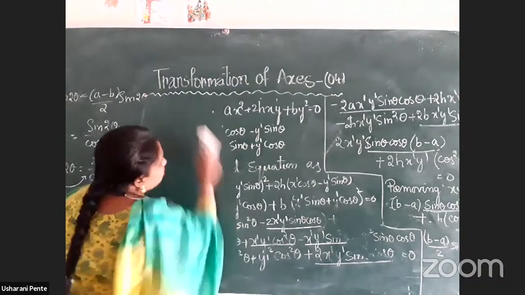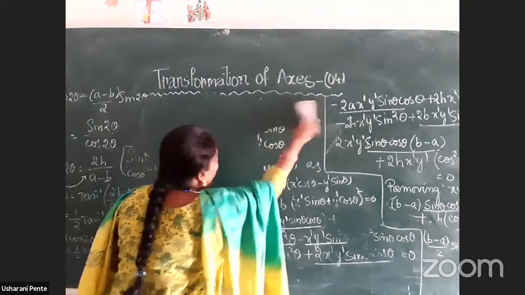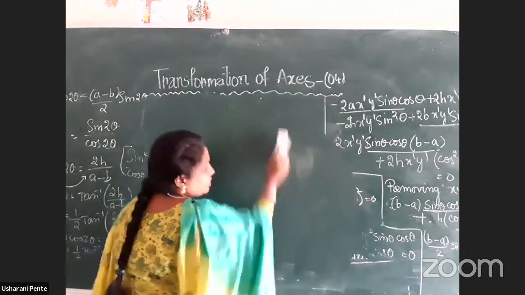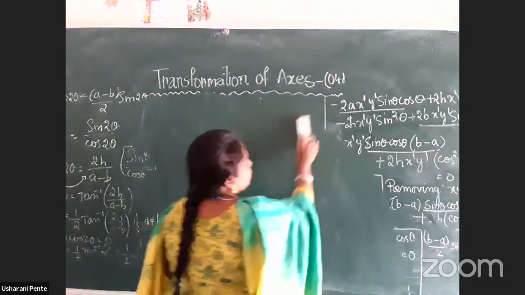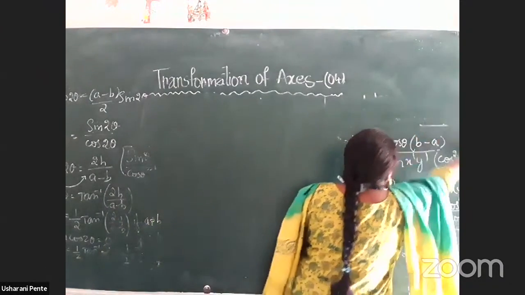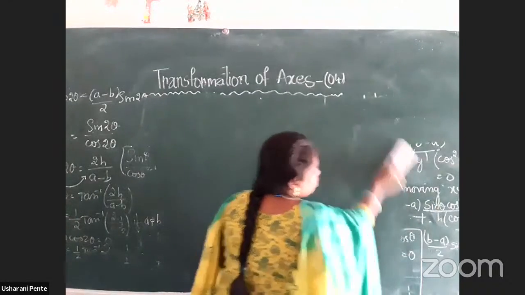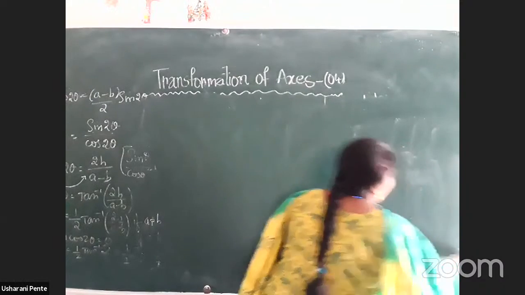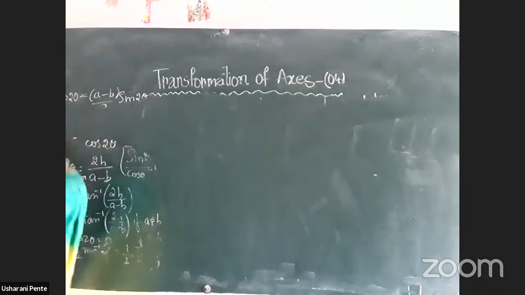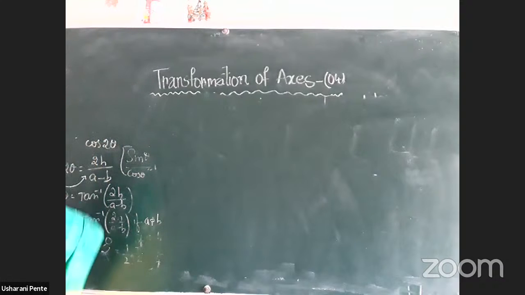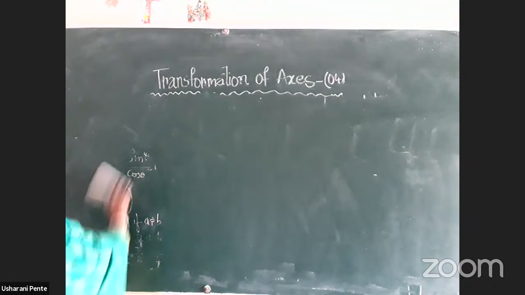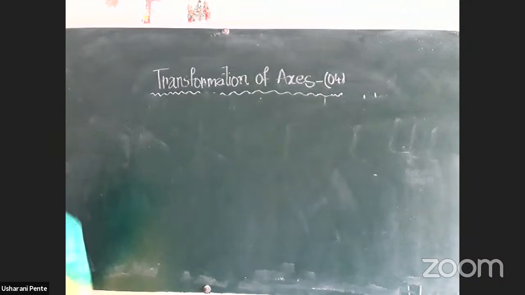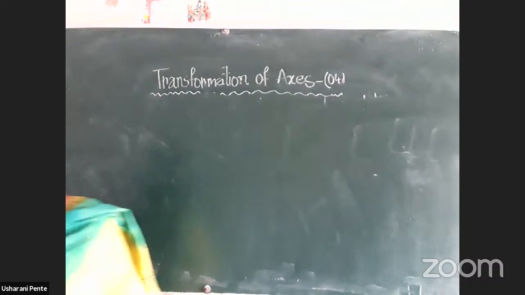Hope you have all understood this. Next, you have sums regarding this in your exercise. In exercise 2A, you have the 9th sum. You have to take that as homework.